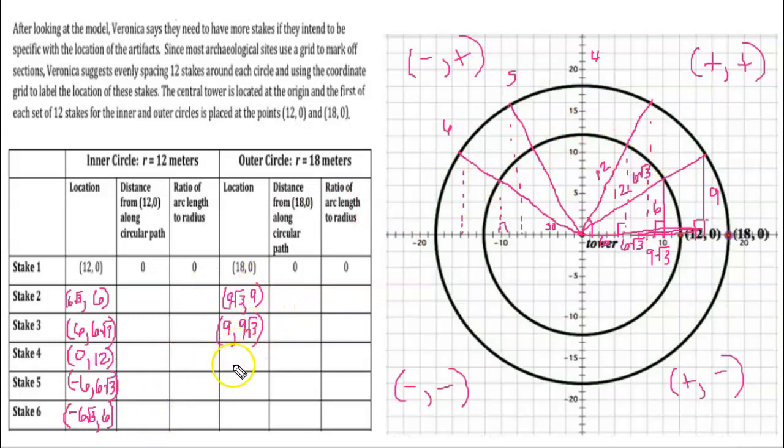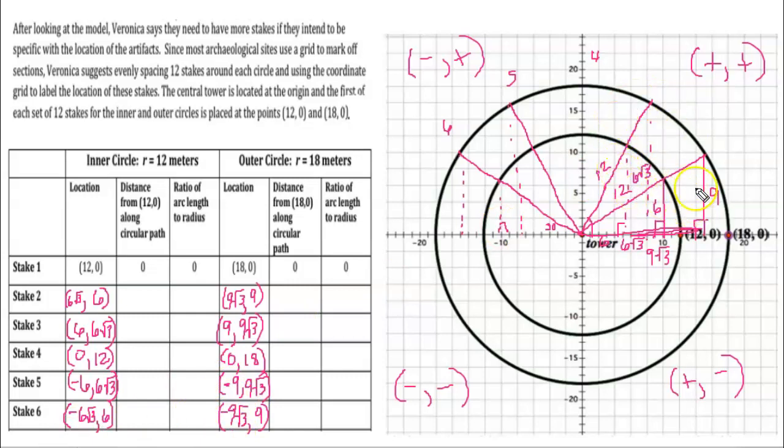Same thing over here with our 18-foot circle. They're going to have to coincide. So negative 9 square roots of 3, 9, and negative 9 square roots of 3. So they'll be the same point. We're just going to change the sign.